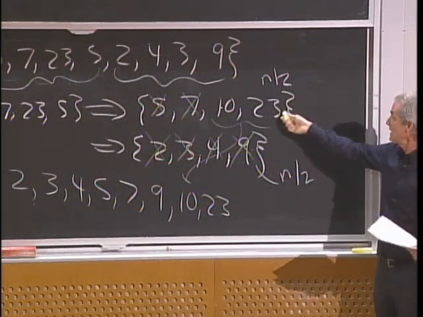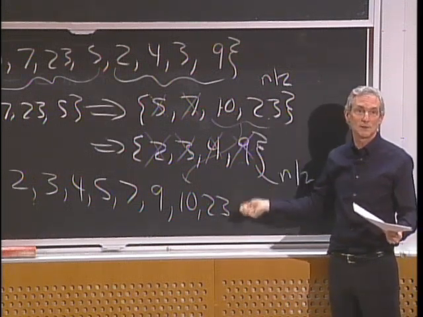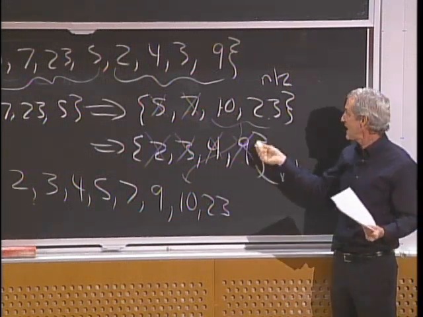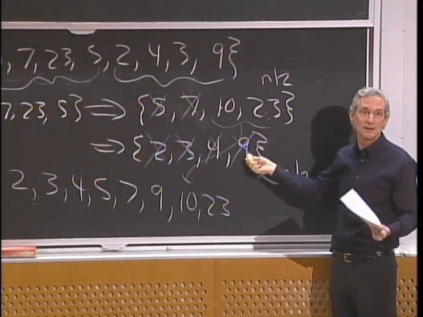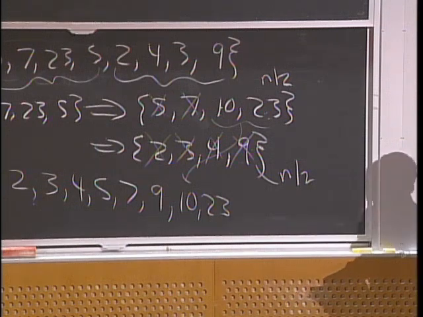In this situation, I actually did n minus 2 because I was left with 2 guys at the end. I just bring them down. But it might have been that the next largest thing, the 23, was here, and then I would have done n minus 1. Any questions? Yeah?